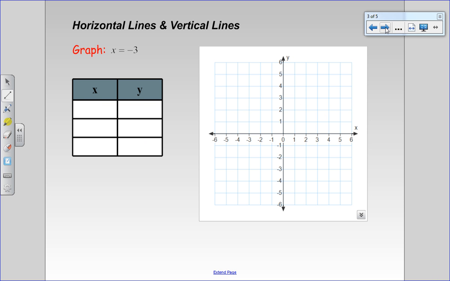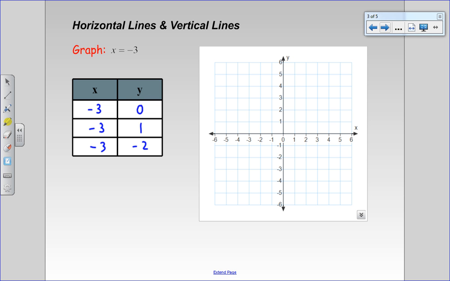Let's look at another example and graph the equation x equals -3. In this case, the equation does not contain the variable y. This means that regardless of which number is chosen for y, the x value of every ordered pair must be -3. If y equals 0, in order for the equation to be true, x equals -3. If y equals 1, x equals -3. If y equals -2, x equals -3.